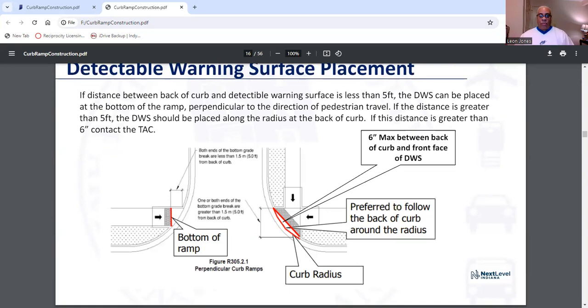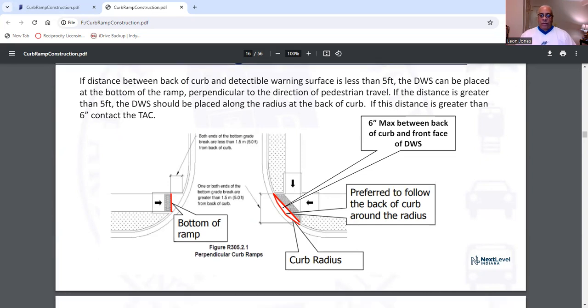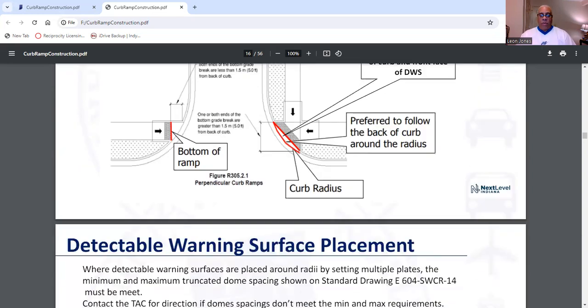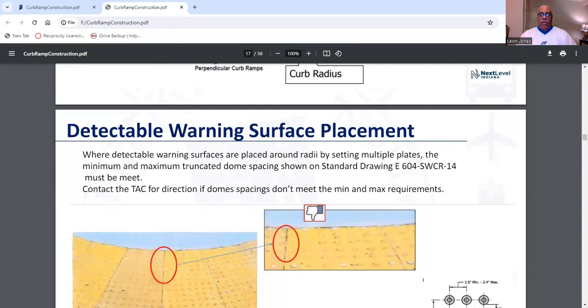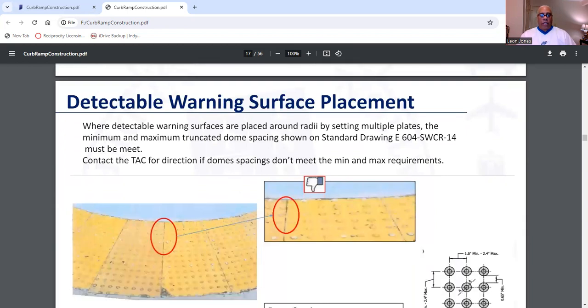And you see this right here, the bottom of the ramp, your curb radius. Prefer to follow the back of curb around the radius. 6-inch max between back of curb and front of DWS. And we're still on detectable warning surface placement.